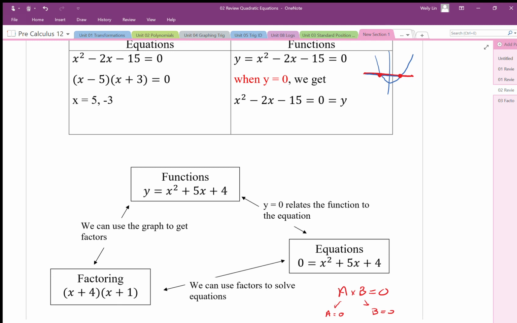Are we solving an equation? Because we solve an equation that's equal to something. Are we asked to graph a relationship or to say something about the whole graph, the parabola? Or are we just asked to factor? Factoring is a process in itself, but factoring does allow us to solve equations and find zeros for functions.